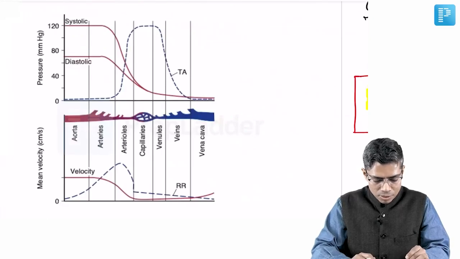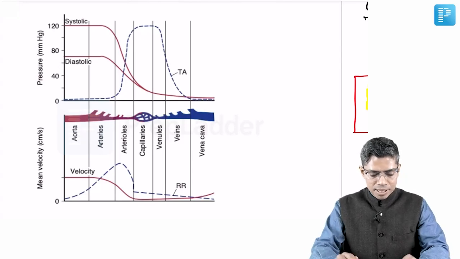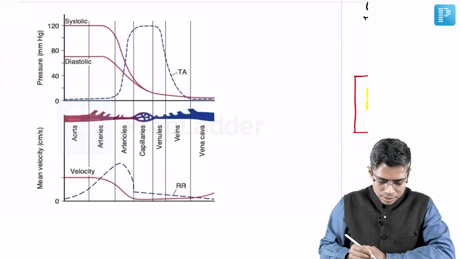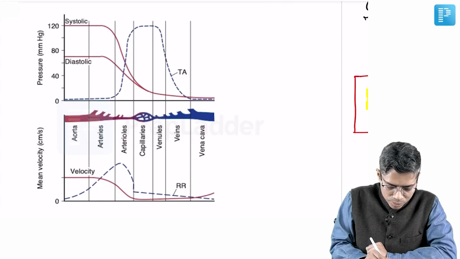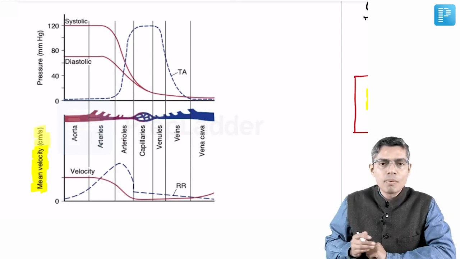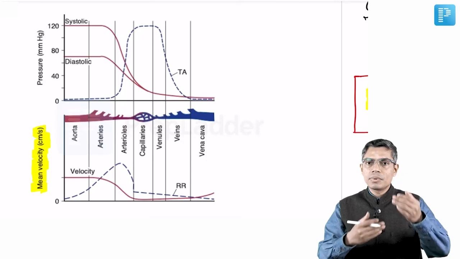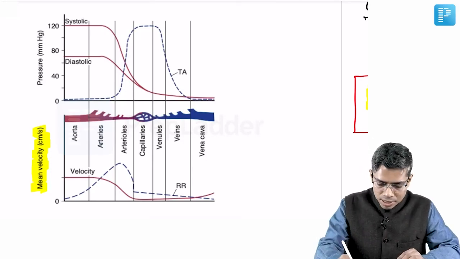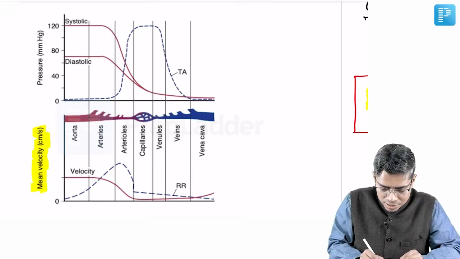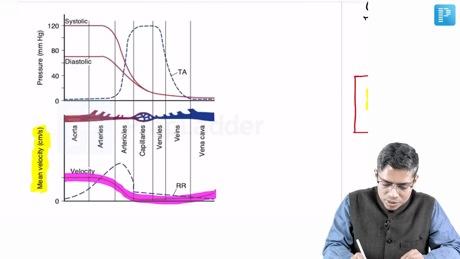Now, after discussing all this, I'll show you a diagram from Ganong, right? So this diagram is taken from Ganong. First you look at the curve given at the bottom of this graph. This is mean velocity. Mean velocity is plotted on the y-axis. Just now we discussed velocity, and velocity is the inverse of cross-sectional area. So first you look at this cross-sectional area. You look at the velocity. Velocity is here, and this is the inverse of cross-sectional area.